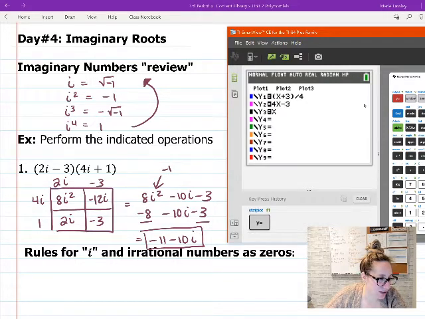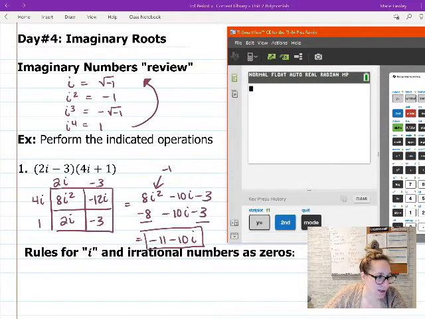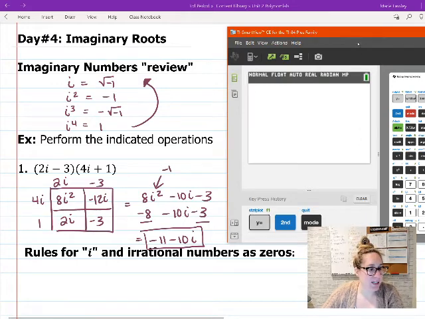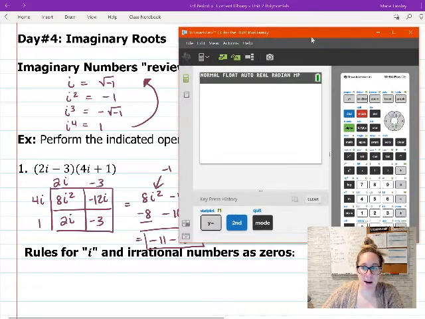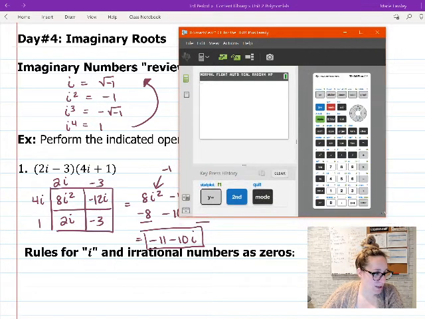So go to y equals. Actually, it doesn't really matter. Second, quit. Here we are. The first thing that you need to do in order to be able to do this on your calculator is smush this a little bit more because it's too big.